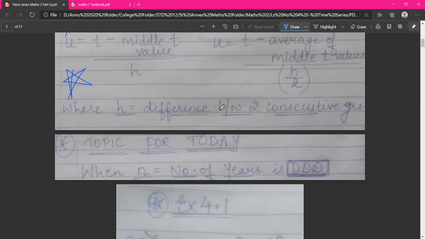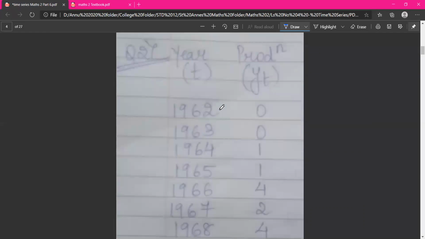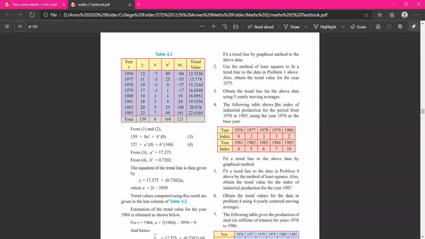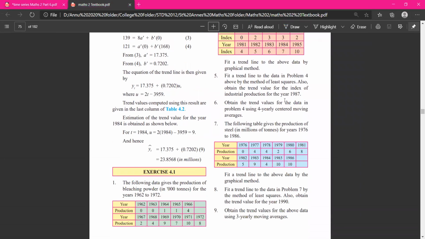So we are going to start when number of years given is odd. So please pay attention class. Method बहुत easy है, so there is no need to worry and take tension. So as you can see class, we are starting with question number 2. तो पहले question पढ़ लेते हैं. क्या बोला है? Use the method of least squares to fit a trend line to the data in problem 1 above. Also obtain the trend value for the year 1975.